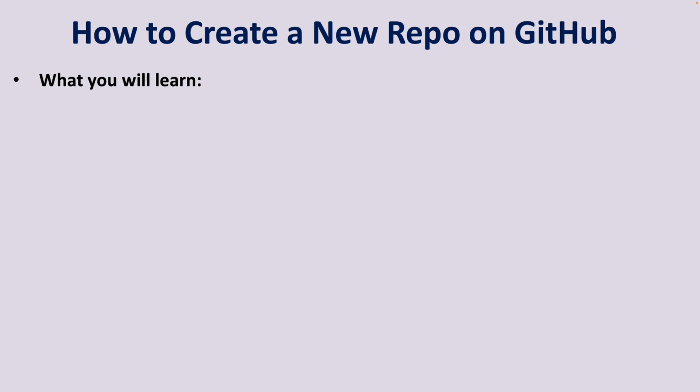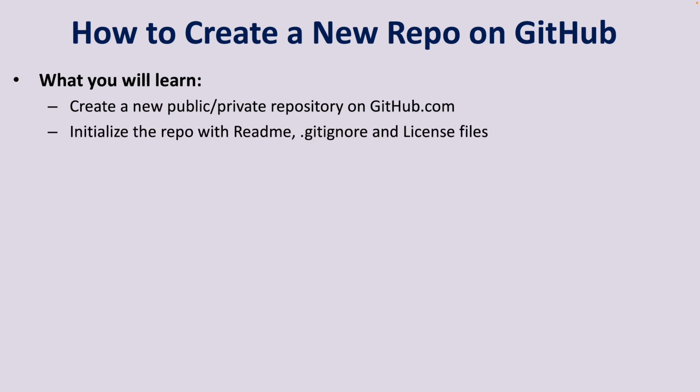In this video, you will learn how to create a new public or private repository on github.com and how to initialize the repo with README, .gitignore and license files. Note that you must have a GitHub account beforehand to follow this video. If not, kindly sign up for a new account on github.com.